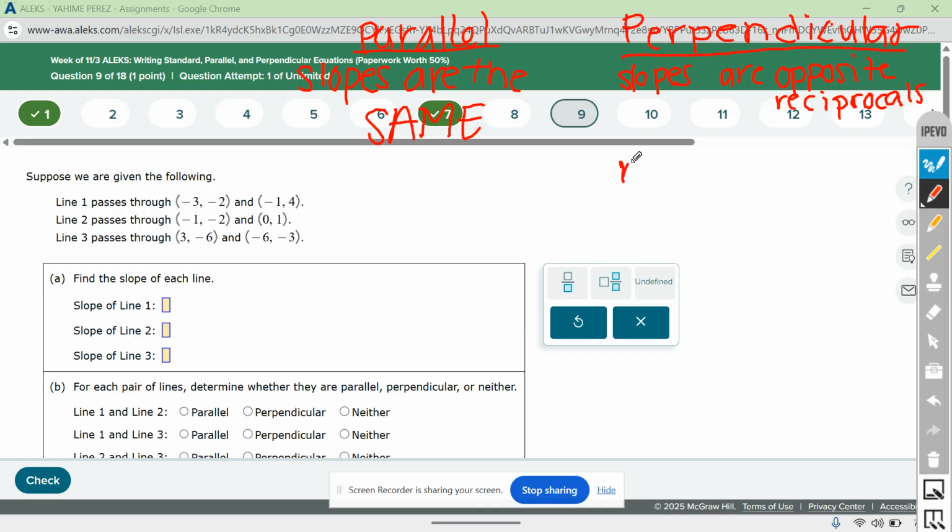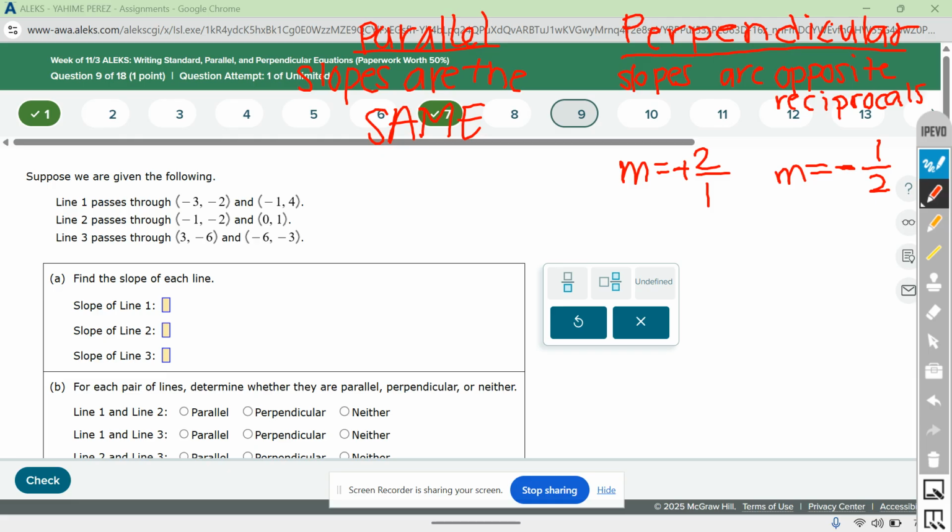I mean, if I have a slope that is, let's say the slope is 2, okay? 2 as a fraction is 2 over 1. And we know if there's no sign, it's positive, okay? The opposite reciprocal of positive 2, or positive 2 over 1, would be negative 1 over 2, right? They get opposite signs and the fraction is flipped.